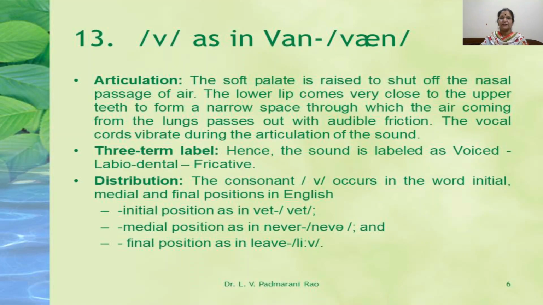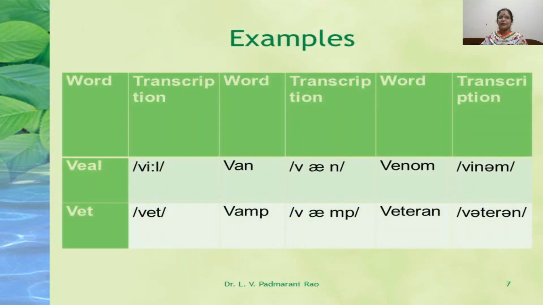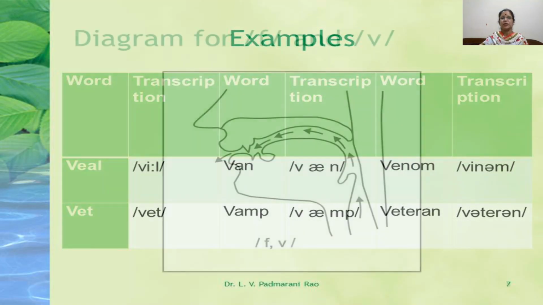N-E-V-E-R, never, and L-E-A-V-E, leave. The examples for this will be for those words which begin with the letter V. V-E-A-L, veal. V-E-T, vet. V-A-N, van. V-A-M-P, vamp. V-E-N-O-M, venom, poison. V-E-T-E-R-A-N, veteran. So practice for a better pronunciation.